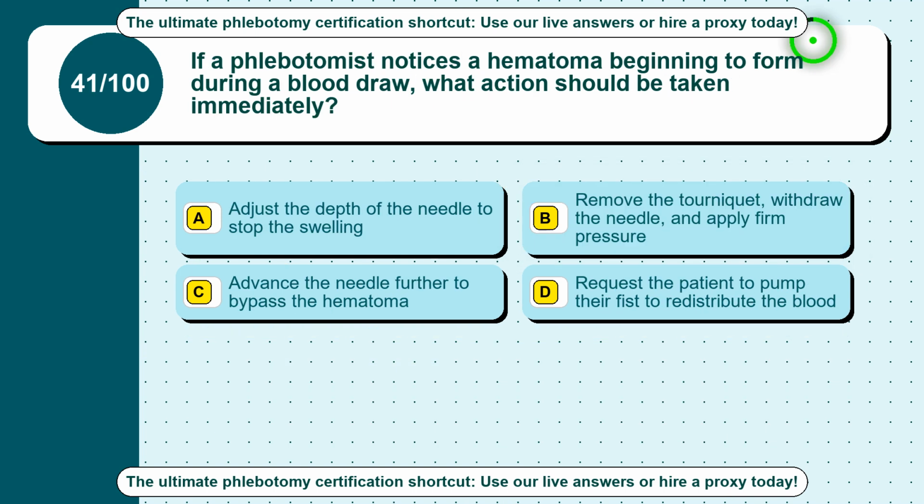Question 41. If a phlebotomist notices a hematoma beginning to form during a blood draw, what action should be taken immediately? Option A. Adjust the depth of the needle to stop the swelling. Option B.